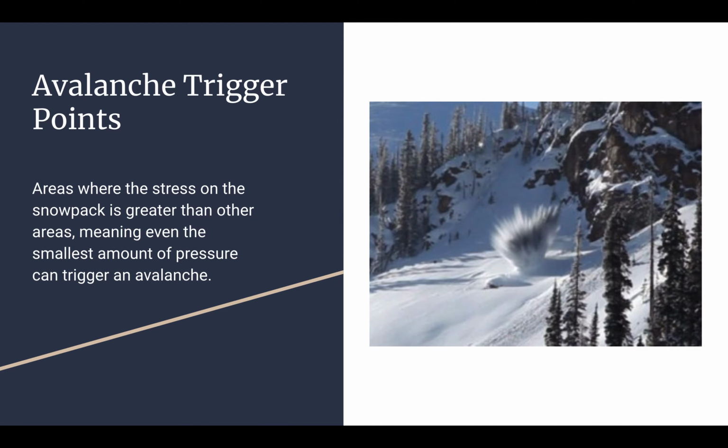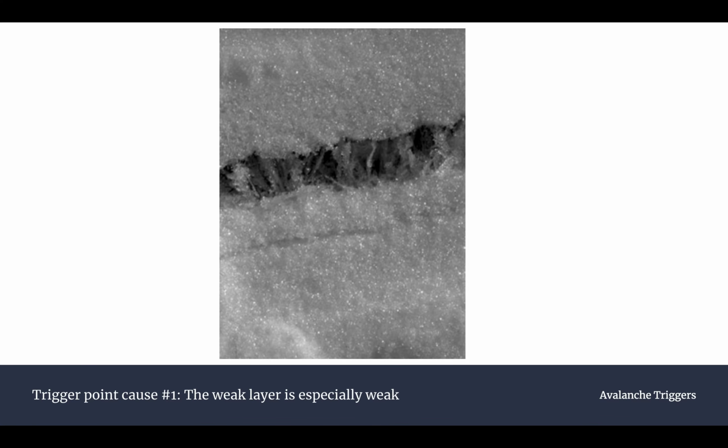So speaking of triggers, I'm going to talk about trigger points really quick, which are basically areas where the stress on the snowpack is greater than in other areas, meaning the tolerance for that layer to collapse is smaller. So this relates back, remember, to the weak layers, because these all contribute to making a weak layer even weaker and easier to trigger. So trigger point cause number 1 is the weak layer is especially weak. So this could be surface hoar, this could be really, really unconsolidated facets.